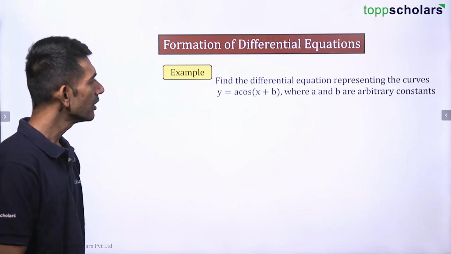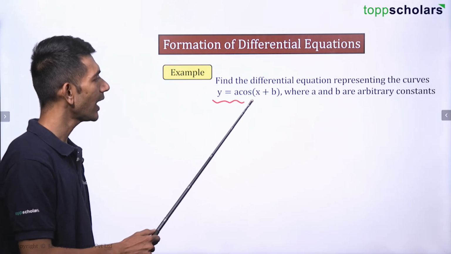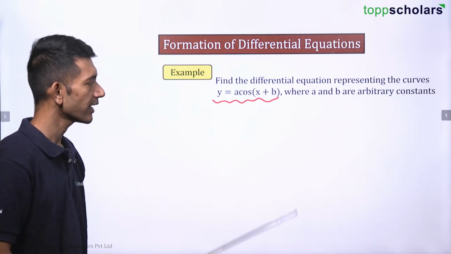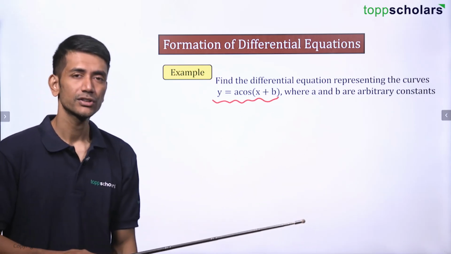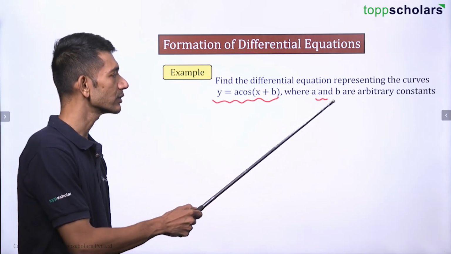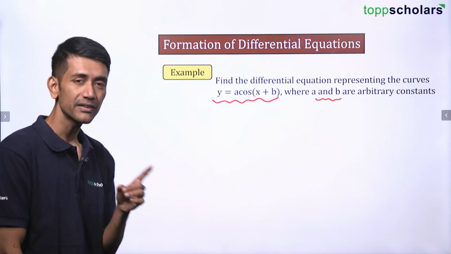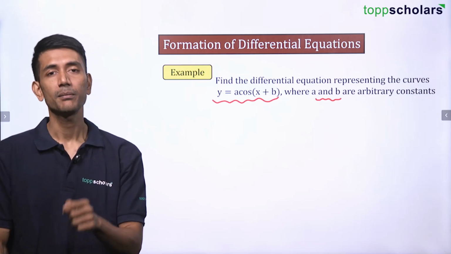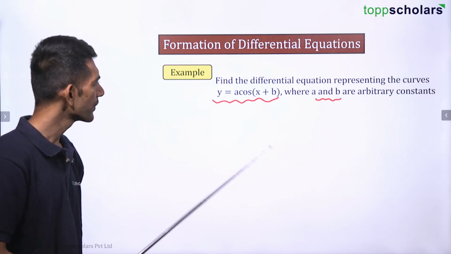Let us see an example. Find the differential equation representing the curve y equals a cos(x + b). If you notice very carefully, how many arbitrary constants are there? There are 2 arbitrary constants here, a and b. That means definitely the differential equation formed here will have order 2. How, we will see.